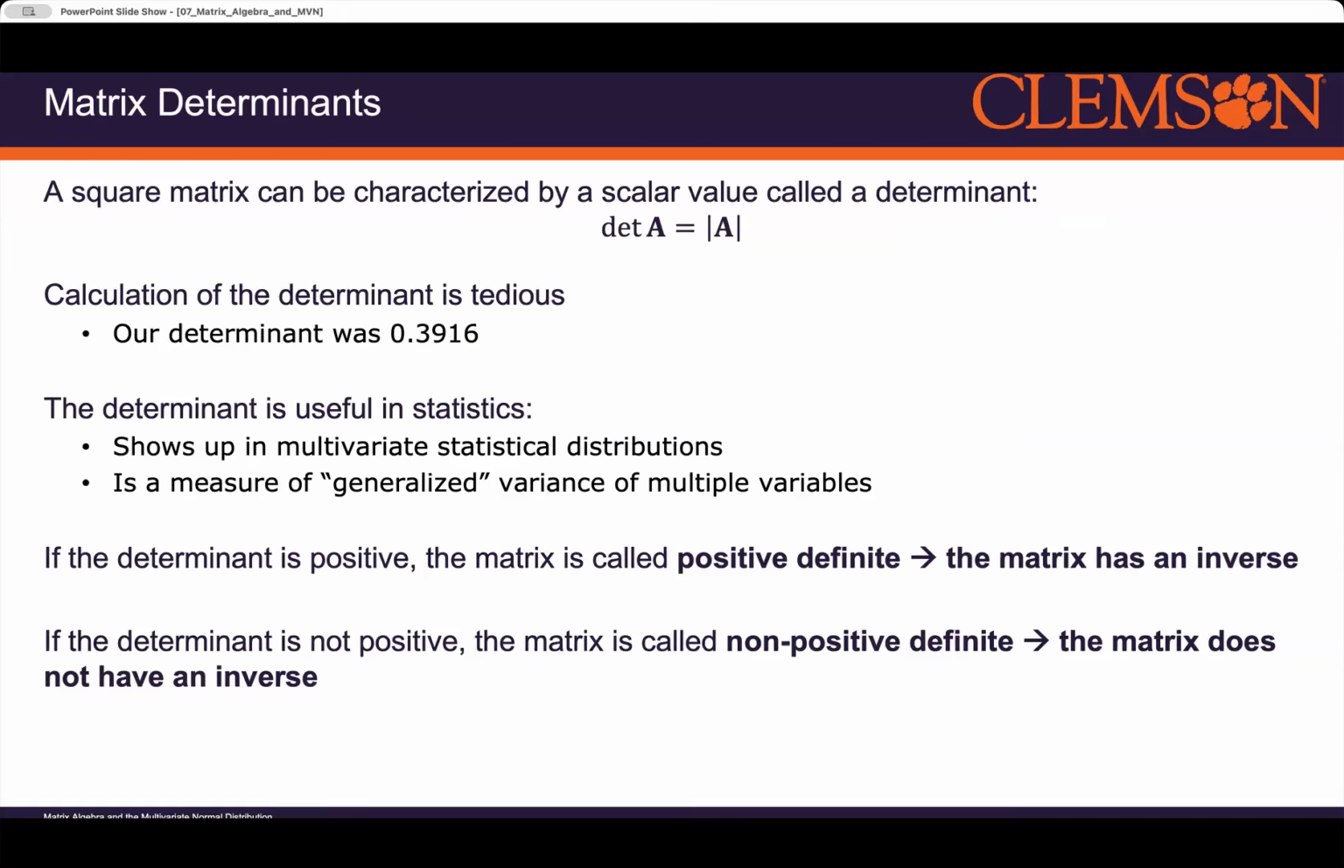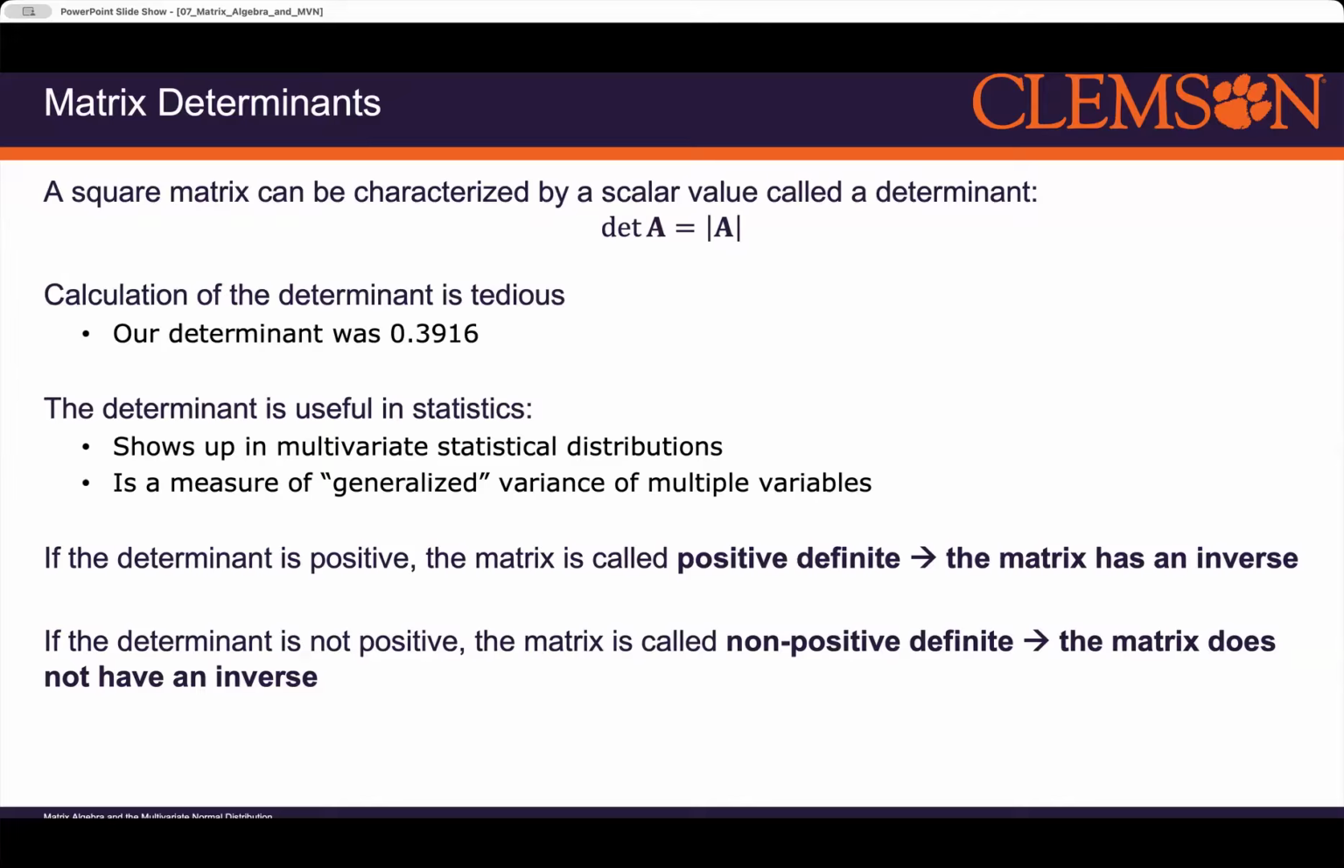Likewise, there is another concept called a matrix determinant. Now, this only applies to a square matrix. Thankfully, a correlation matrix is square, and a square matrix can be characterized by a scalar value. That's called the determinant. Sometimes it's just single bars around the matrix, but sometimes it's just the letters DET. The determinant itself is not a length in the sense of the double bars around A. The calculation of the determinant is quite tedious. I'm not even going to show it to you here. You can go to your favorite AI tool and see how that works.